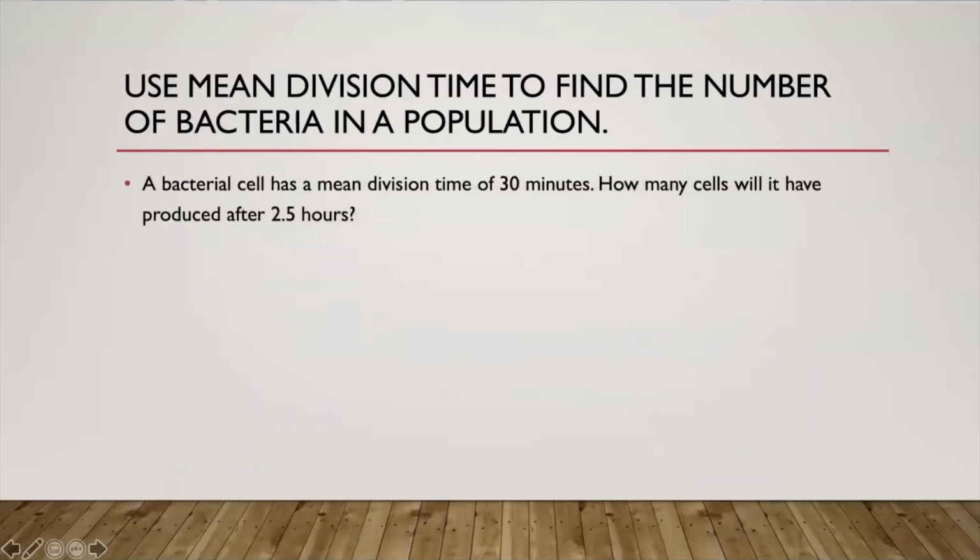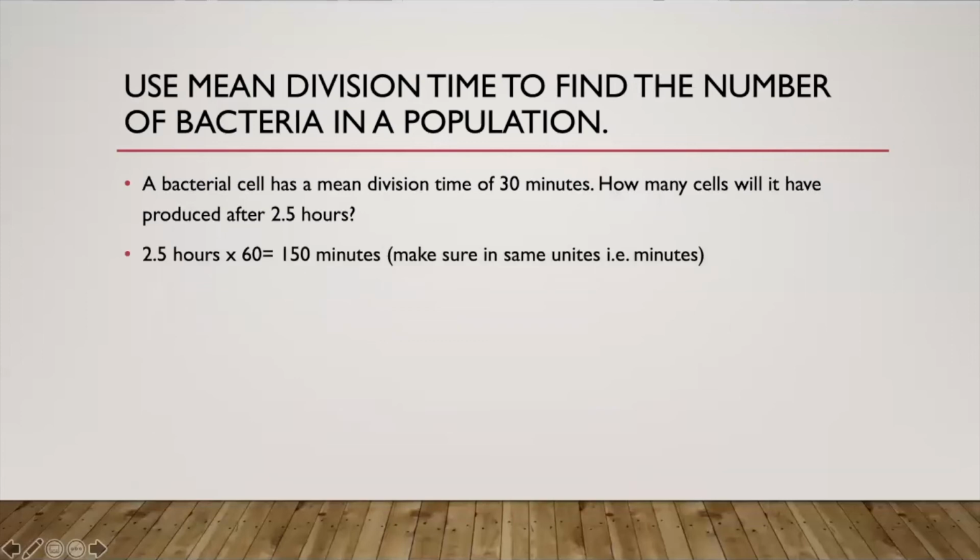So an example of this, we have a bacterial cell that has a mean division time of 30 minutes. How many cells will it have produced after 2.5 hours? As we know, the mean division time is the average amount of time it takes for one bacterial cell to divide into 2. So after 30 minutes, we'll have 2 cells. After an hour, we'll have 4 cells.